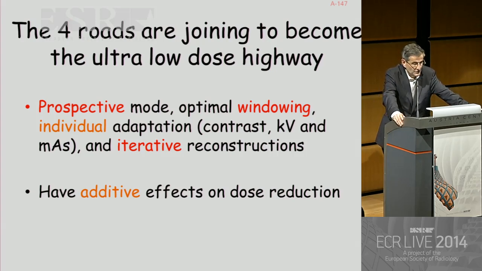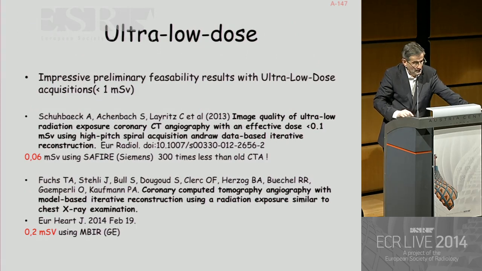Now the four roads are joining to become what we can call the ultra-low dose highway. If you combine prospective mode, optimal windowing, individual adaptation, and iterative reconstruction, these really have an additive effect. So it is now possible, and we have very interesting new papers on this subject, to provide cardiac CT below 1 millisievert, which can be considered ultra-low dose protocols.